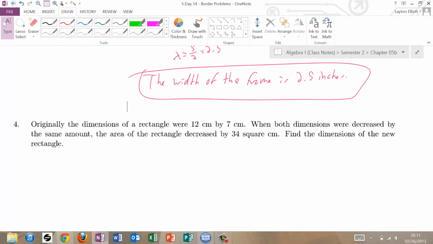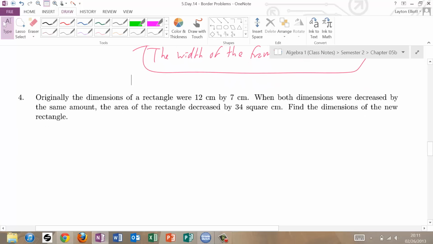Okay, last one. Originally, the dimensions of a rectangle were 12 by 7. When both dimensions were decreased by the same amount, the area of the rectangle decreased by 34 square centimeters. Find the dimensions of the new rectangle. This is kind of like a border problem, but it says when both dimensions were decreased by the same amount. So we can actually just say, let x equal amount decreased.